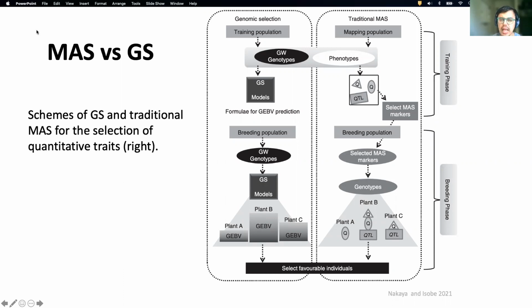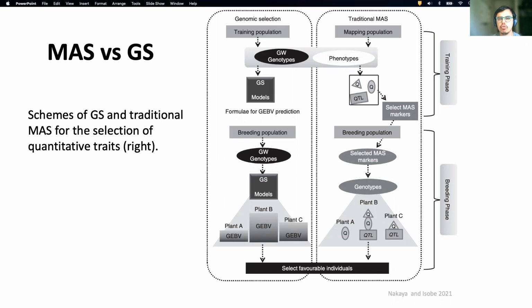And that doesn't mean that... Dr. Rex Bernardo has a paper about that. That doesn't mean that quantitative traits don't have major QTLs, or QTLs that have a big effect on the phenotype. For example, in common bean, we have one in chromosome 1, one QTL in chromosome 1 that controls the architecture of the plant. So that is important for the yield.